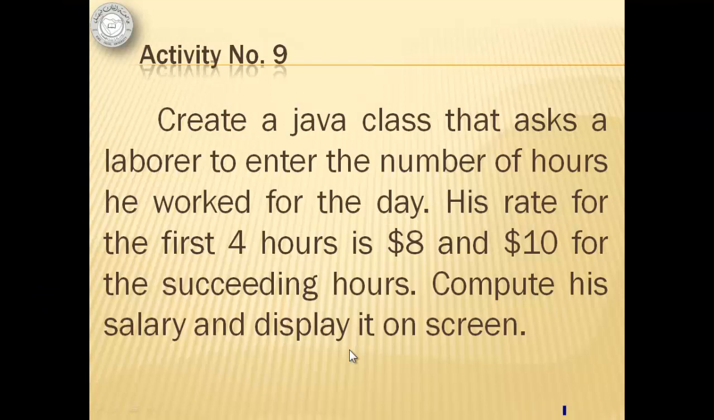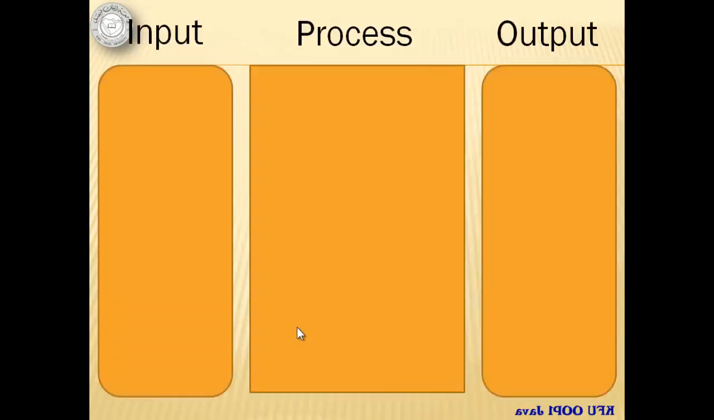For activity number 9, we will create a Java class that asks a laborer to enter the number of hours he worked for the day. His rate for the first 4 hours is $8 and $10 for the succeeding hours. We will compute his salary and display it on screen. We only have one input, and that is the number of hours. We will call it hrs.